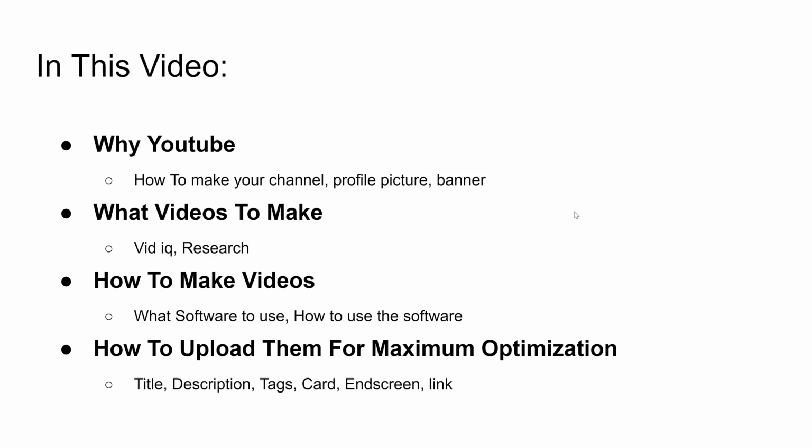And then finally, the most important part is how to upload them for maximum optimization. So you could completely do this wrong and never get any visibility to your videos, but I'm gonna do everything I can to keep that from happening. I'm gonna teach you exactly how to upload it, exactly what to call your title, exactly what to put in your description, the exact tags to use. We're gonna include something called a card, we're gonna include something called an end screen, and then we're gonna have a link on every video, which is the most important part and the only reason we're doing this.